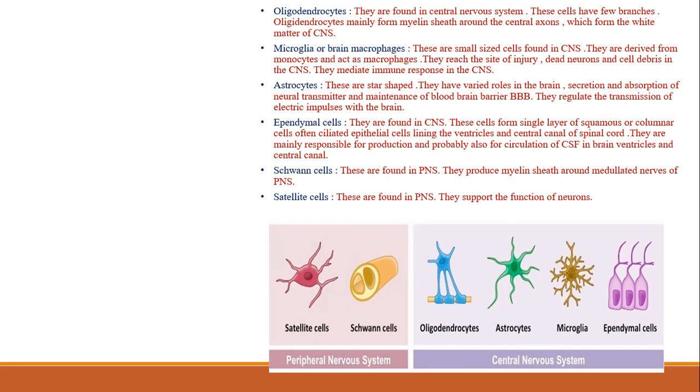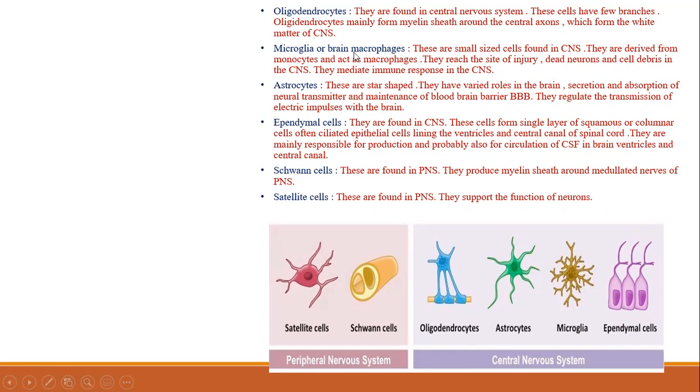तो oligodendrocyte central nervous system का part है. What it does, it mainly forms myelin sheath around the axons. When you study the structure of the neuron, you will see that the axons are surrounded by a covering, and that covering is called as myelin sheath, and it forms the white matter of CNS. So axon forms what? Axon forms the white matter of CNS.